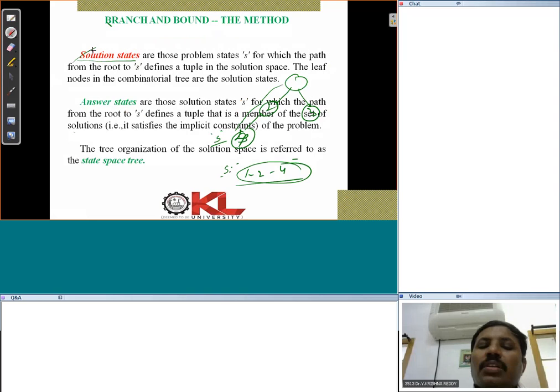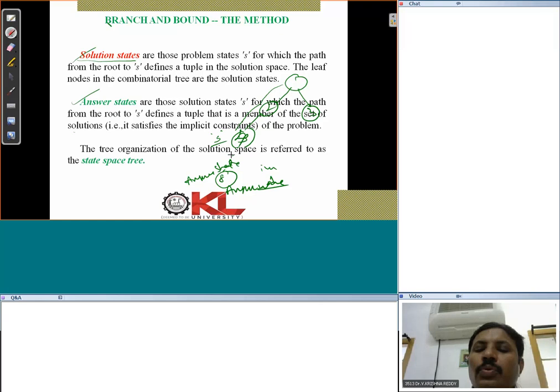Okay, next one, what is the meaning of answer node? Answer node is nothing but it is already a solution state in the state space tree. Okay, but we have to expand all the possibilities by satisfying the implicit constraint. Any answer node we are representing means we are reaching the solution of the given problem. That node we are calling as an answer state. Answer state is nothing but one of the solution states which satisfies the implicit constraints 100%. That state we are calling as an answer state, generally we are calling as an answer node.